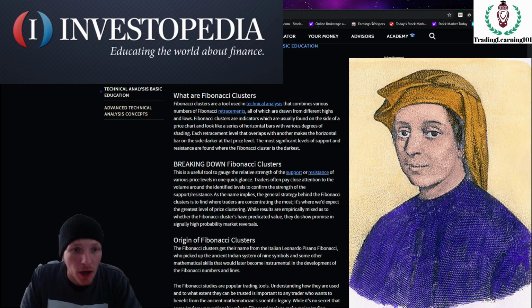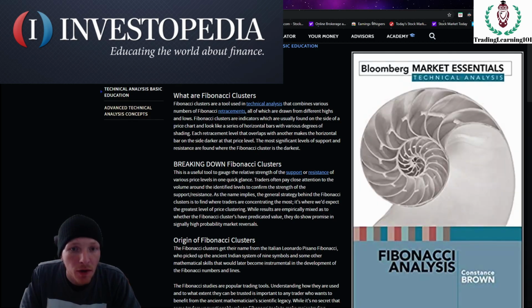What are Fibonacci clusters? Fibonacci clusters are a tool used in technical analysis that combines various numbers of Fibonacci retracements, all of which are drawn from different highs and lows. Fibonacci clusters are indicators which are usually found on the side of a price chart and look like a series of horizontal bars with various degrees of shading. Each retracement level that overlaps with another makes the horizontal bar on the side darker at the price level. The most significant levels of support and resistance are found where the Fibonacci clusters is the darkest.